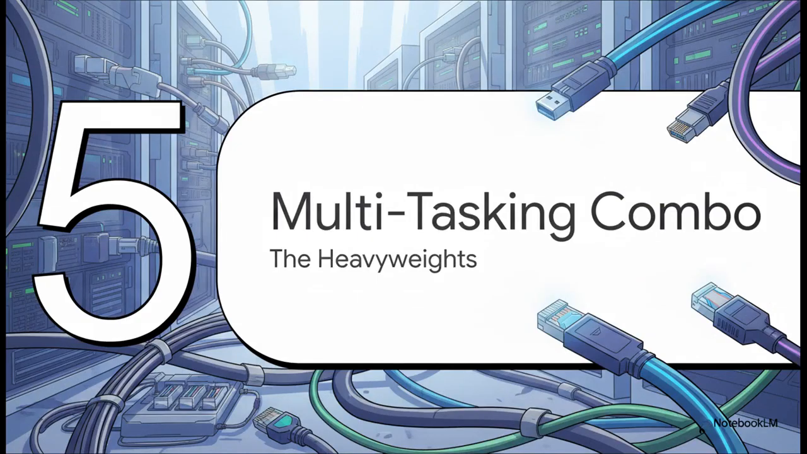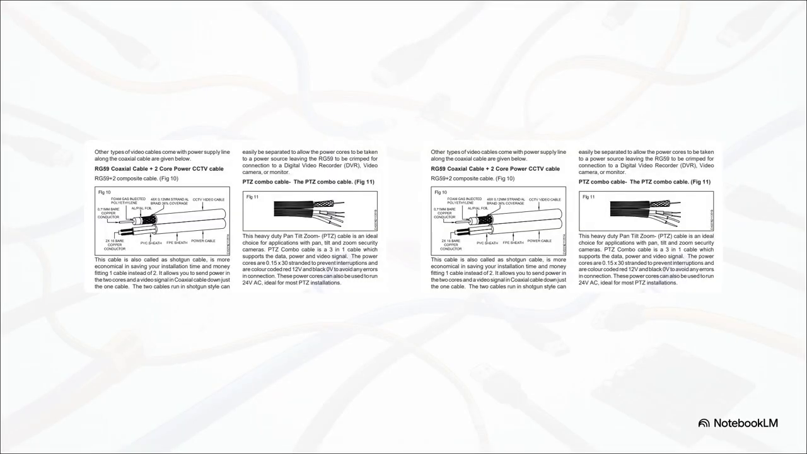Finally, we arrive at Section 5, multitasking combo cables, the heavyweights. Modern installations require modern heavyweights. We're talking cables designed to carry completely different types of signals, all at exactly the same time. Take the RG59 coaxial cable plus a 2-core power CCTV cable. The industry actually affectionately calls this a shotgun cable because the two distinct lines run side by side, joined right down the middle, kind of resembling a double-barreled shotgun.